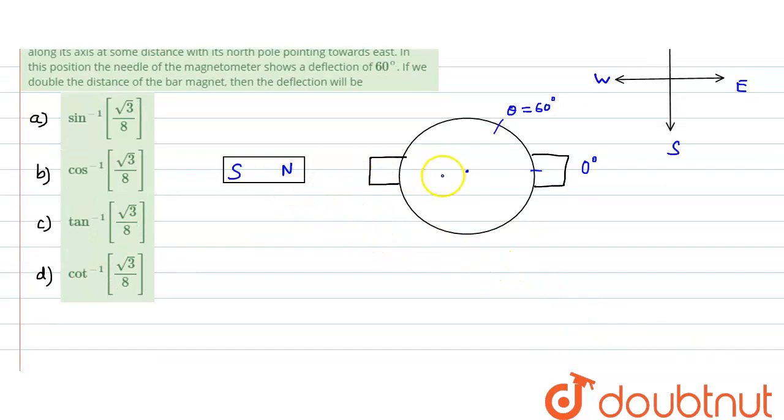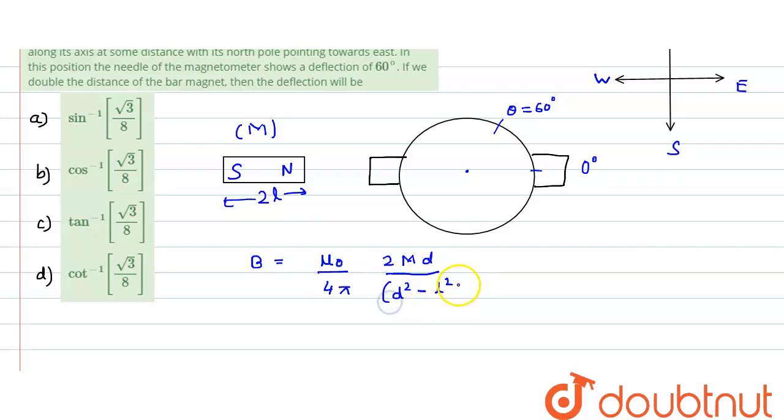Now we know that the needle would orient in the direction of the net magnetic field. What would be the value of the magnetic field due to the bar magnet at a distance of d? This would be its axial position, or we can say its end-on position. Due to a bar magnet, if the magnetic moment is capital M, and 2L is the length of the bar magnet, and d is the distance, then the magnetic field would be mu naught divided by 4 pi, then 2Md divided by (d squared minus L squared) whole squared.